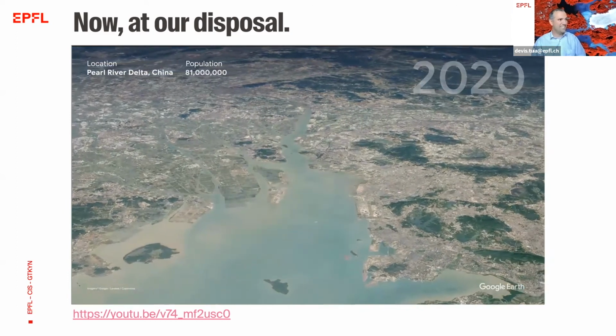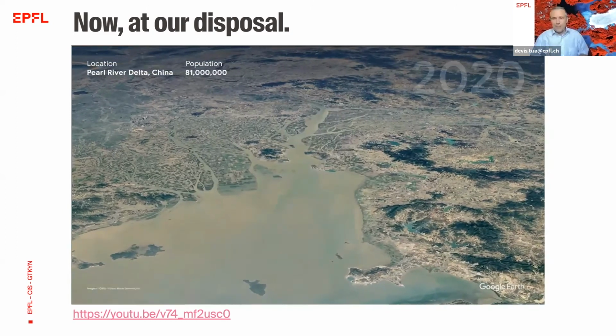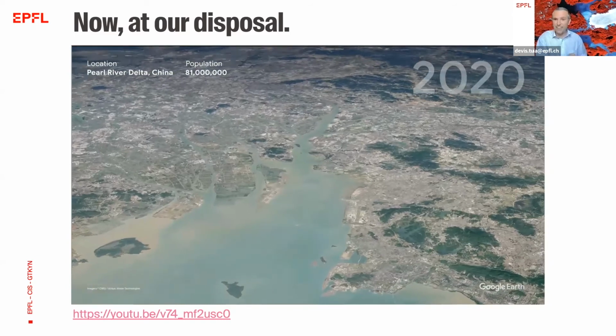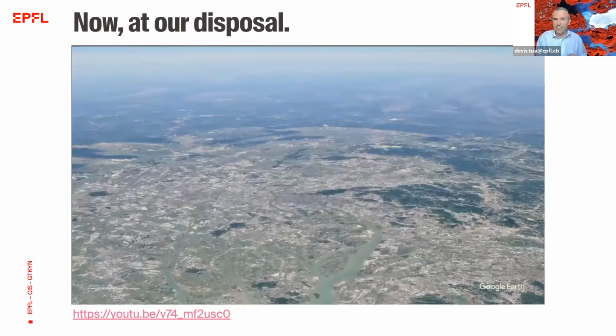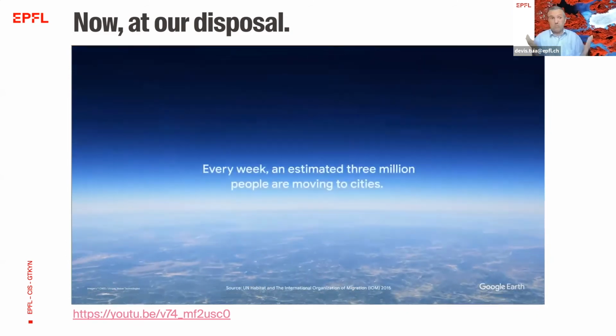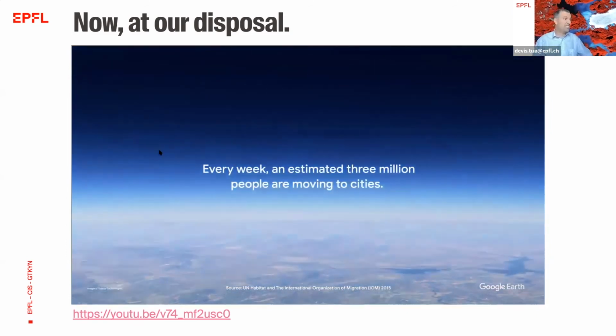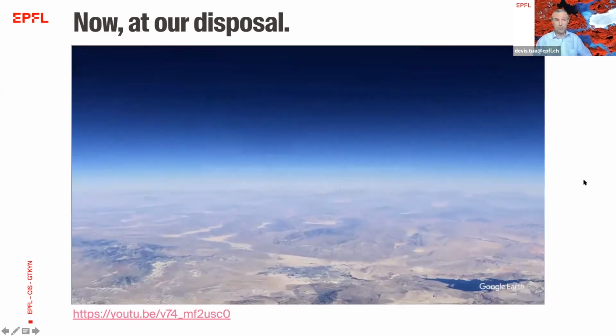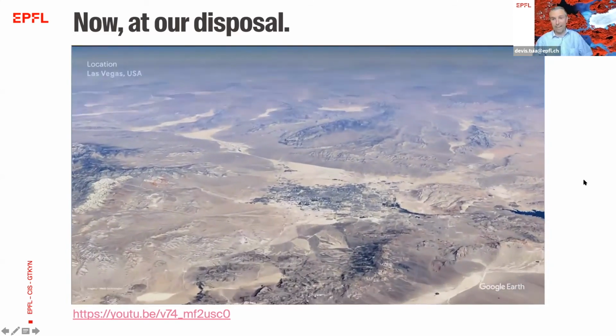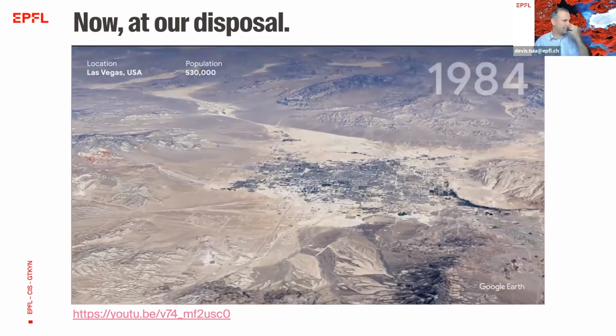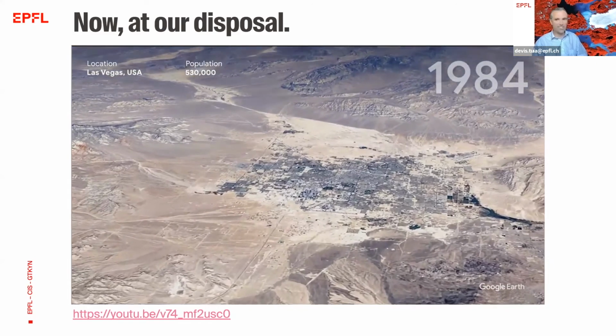I hope this is triggering curiosity for the different things you can do with remote sensing nowadays that you could not do 10 years ago. There were not so many images that we could use unless you were buying images. Let's look at Las Vegas because it's really impressive, and then we move on.